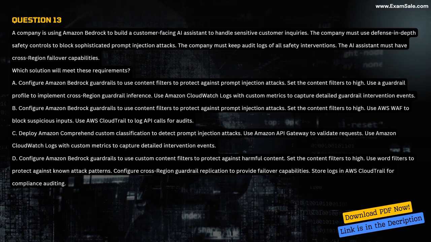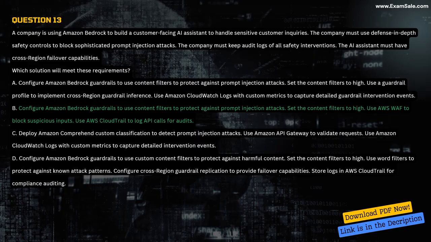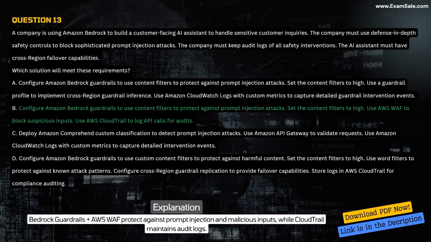Correct answer B. Configure Amazon Bedrock guardrails to use content filters to protect against prompt injection attacks. Set the content filters to high. Use AWS WAF to block suspicious inputs. Use AWS CloudTrail to log API calls for audits. Explanation: Bedrock guardrails plus AWS WAF protect against prompt injection and malicious inputs, while CloudTrail maintains audit logs.